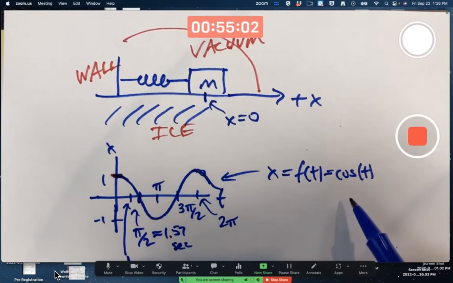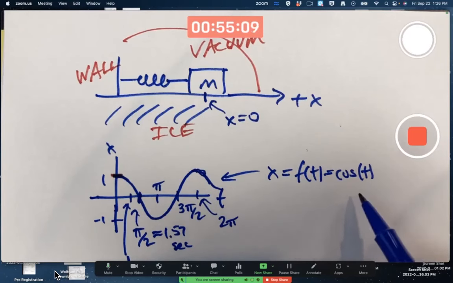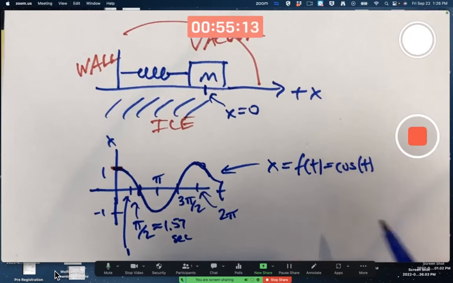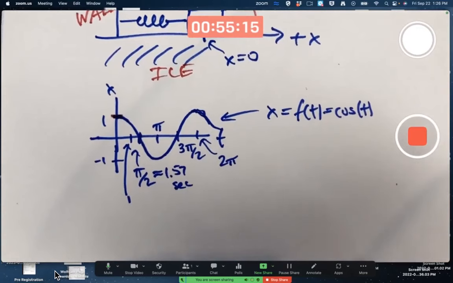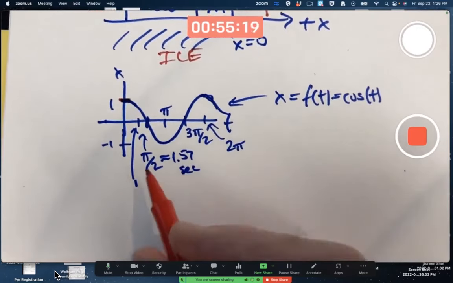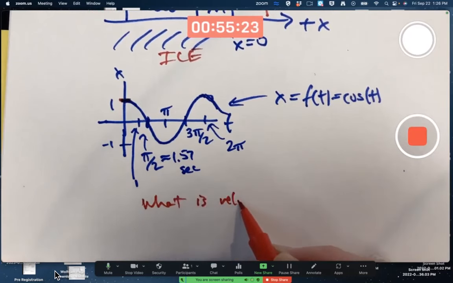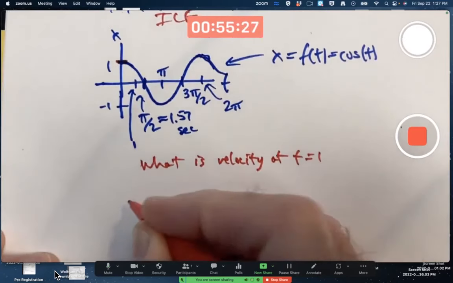We're assuming it's cosine of t for this, just to keep it simple. It could have a different amplitude, could have a different period. We might need to do a transformation of this graph to get the exact right graph. But for simplicity, assume this is the case. We might wonder, what's the velocity, for example, at time 1? What is the velocity at t equals 1? It's the derivative.